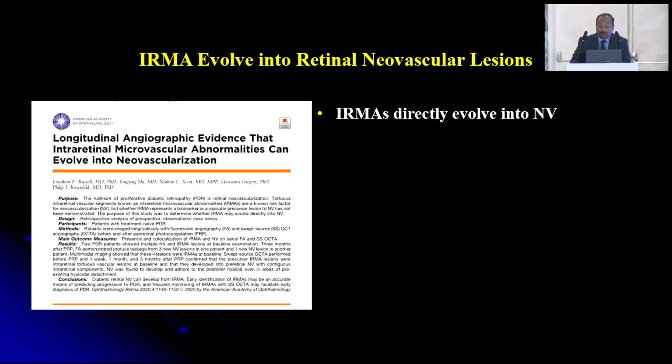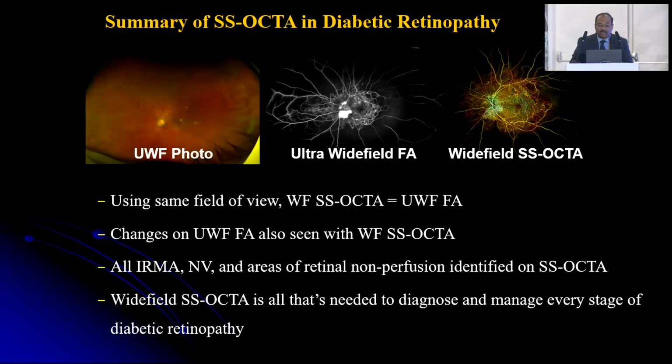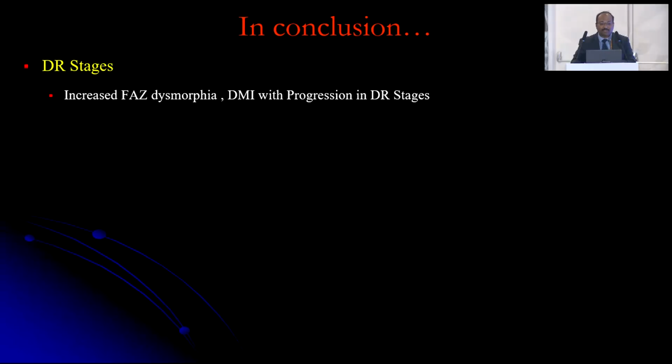So IRMA can evolve into retinal neovascular lesions, as the Rosenfeld group showed us, can directly evolve. Widefield SS OCTA can detect early, and you can frequently monitor IRMAs and NVs. And in summary, using the same field of view, Widefield swept OCTA was quite similar to ultra-widefield fluorescein angiography, and changes were well seen on Widefield swept OCTA, and IRMAs, NVs, and areas of retinal non-perfusion can be identified on SS OCTA. So in conclusion, diabetic retinopathy stages, I'll just put everything together.